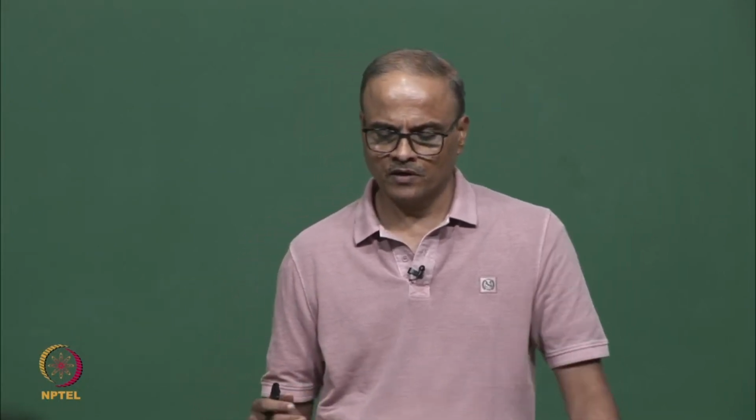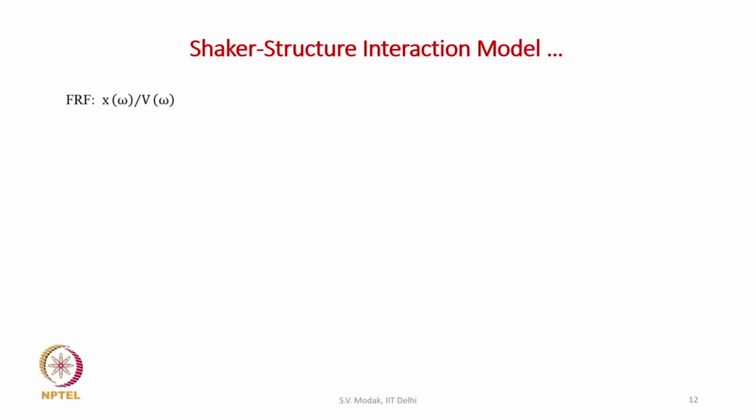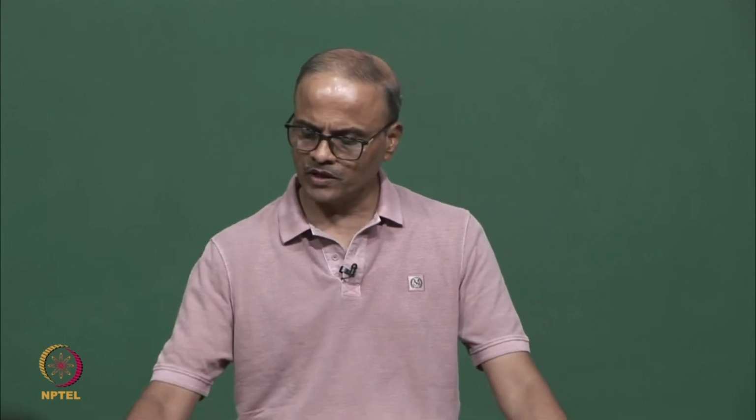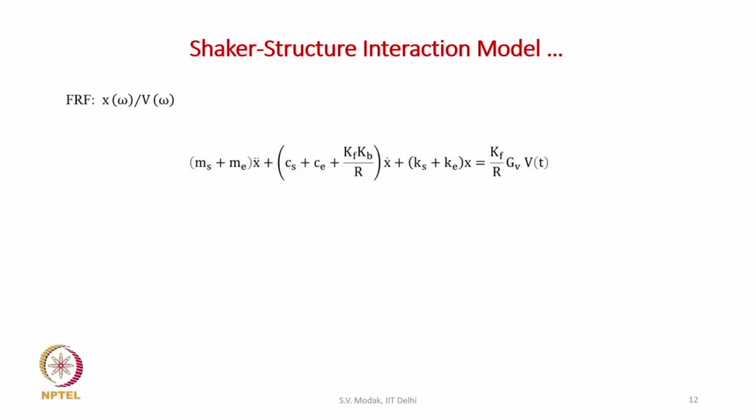Now we can derive the FRF of interest using these equations. Let us first look at the frequency response function x upon v, where v is the input to the shaker structure system and x, the mechanical displacement of the system, is the output. We can obtain this equation by combining the equations we wrote on the previous slide.